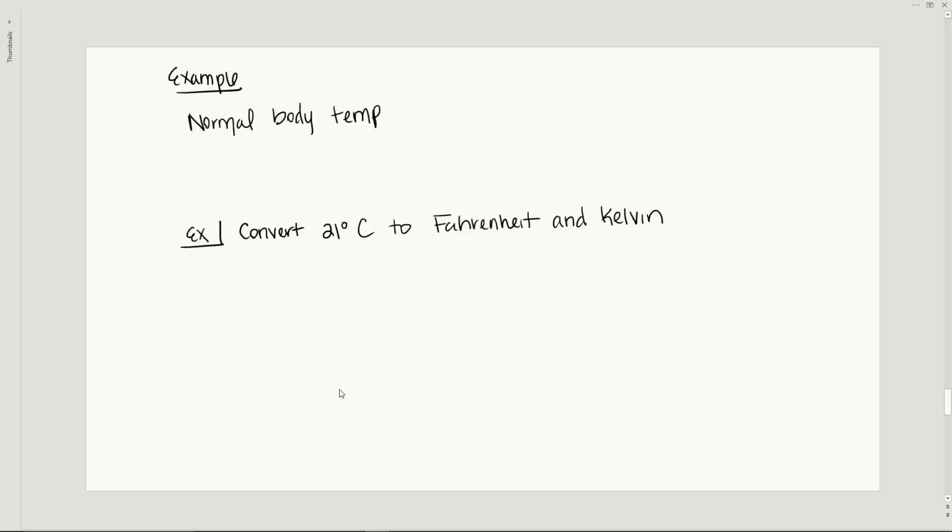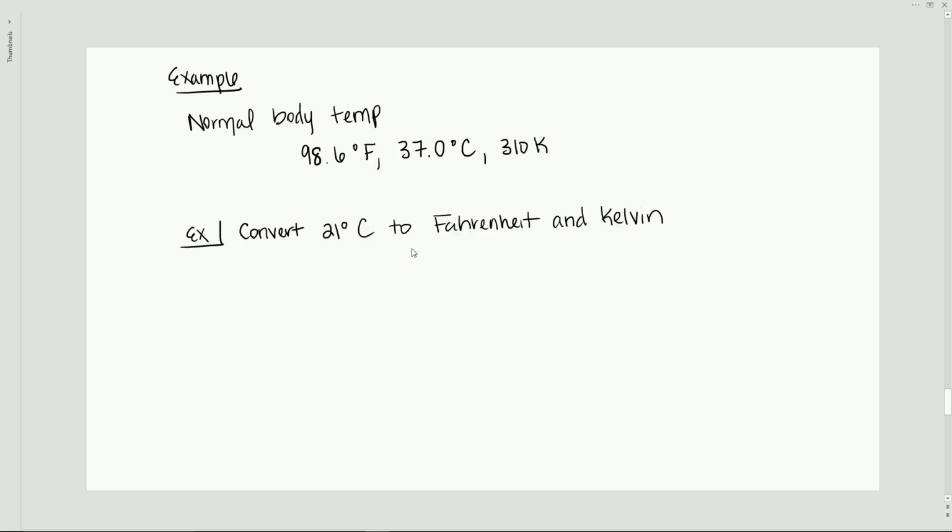Okay, so we'll look at some examples of scale. So normal body temperature, you all know 98.6 degrees Fahrenheit is normal body temperature. In Celsius, that is 37.0 degrees C. And in Kelvin, it is 310 Kelvin. So that just shows you a little bit of the difference between the three temperature scales.